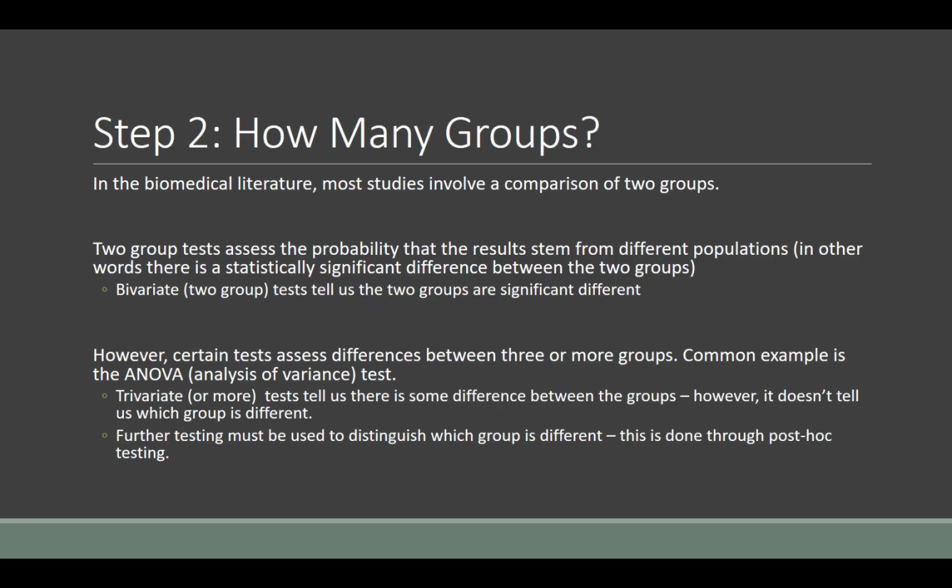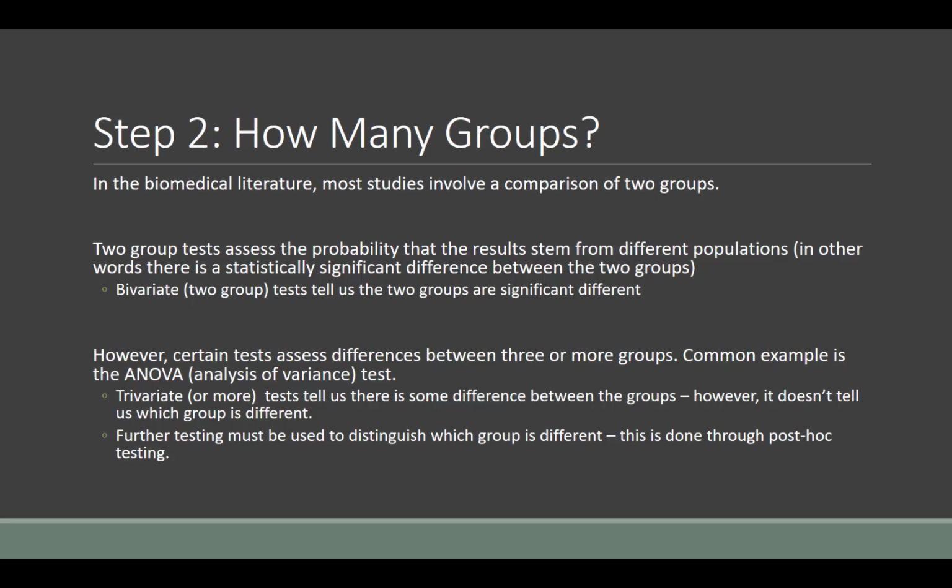The second question we need to ask ourselves in determining which statistical test is most appropriate is how many groups are involved. In the biomedical literature, most studies involve a comparison of 2 groups. You can think of a placebo-controlled trial. 2-group tests are really assessing the probability that the results stem from 2 different populations. So we have one group and then we have another group, and the statistical test is essentially going to treat them as different populations if in fact they are statistically significantly different from one another. So you have your single group and then you compare it to a different group, essentially saying, are my results compatible? So a bivariate or 2-group analysis is really telling us whether the 2 groups are significantly different from one another on our outcome of interest.